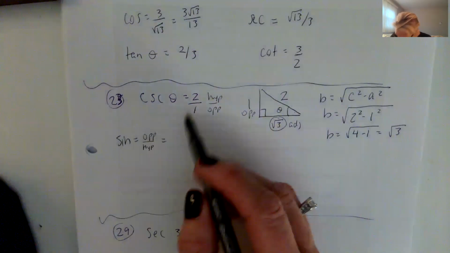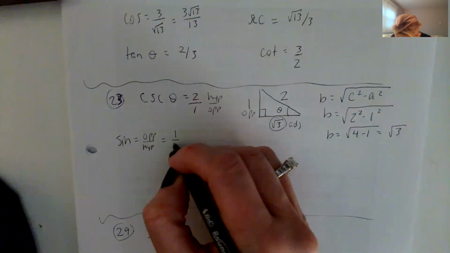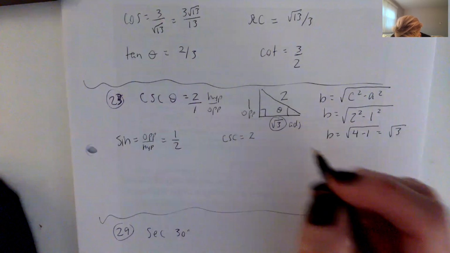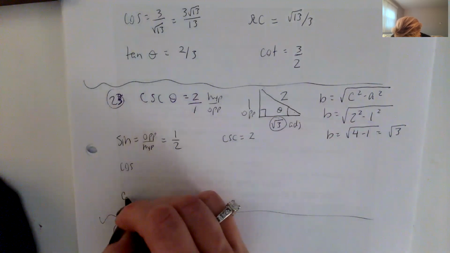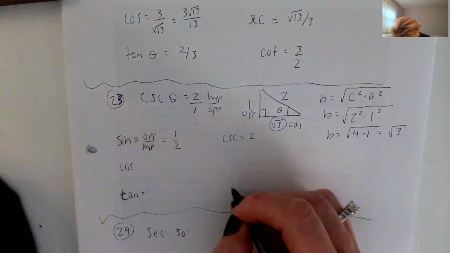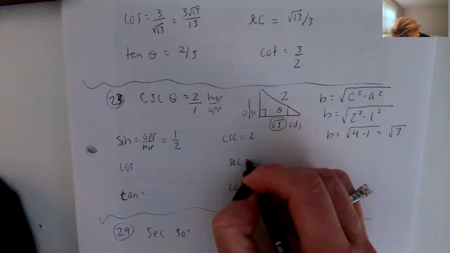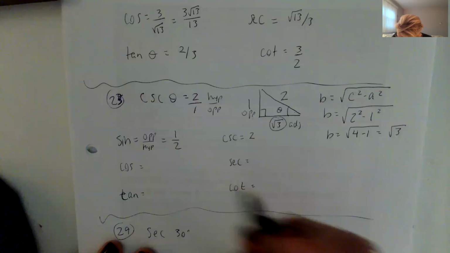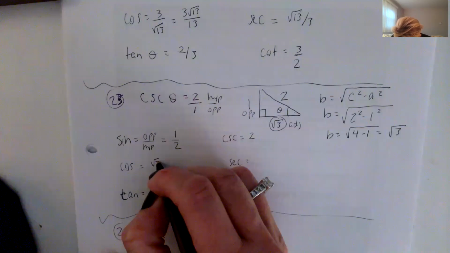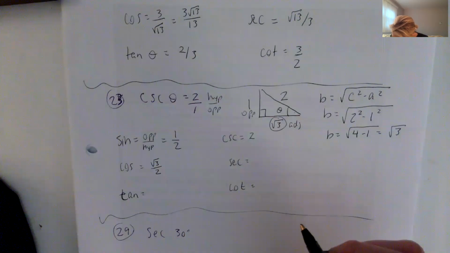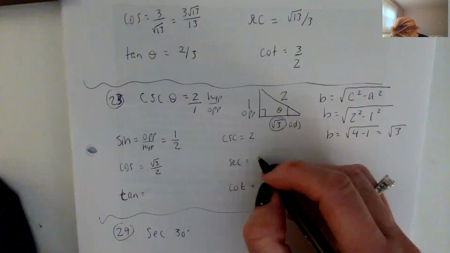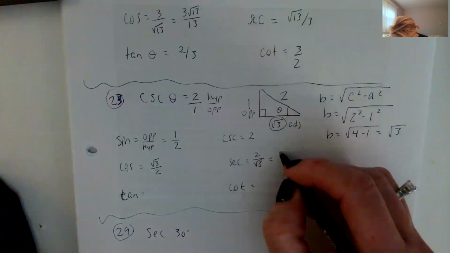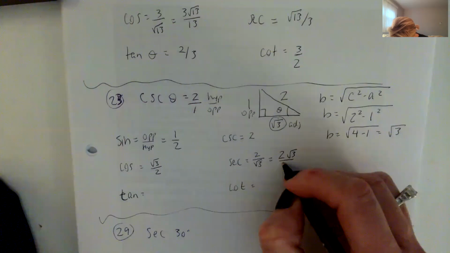So sine is the reciprocal of cosecant, so that's 1/2. And then let's fill in the cosecant. So we've got them all. Cosine is the adjacent over the hypotenuse, so that's square root of 3 over 2. And secant is going to be 2 over the square root of 3, but we have to rationalize it, so it's 2 square root of 3 over 3.